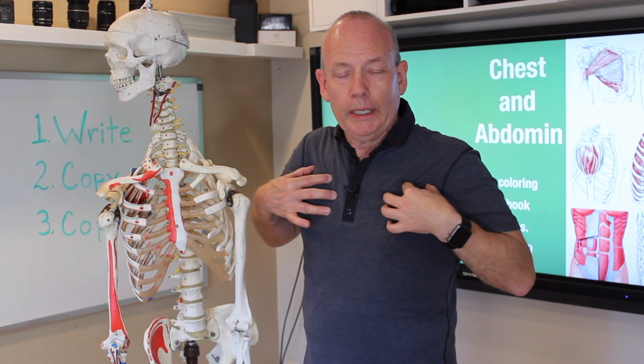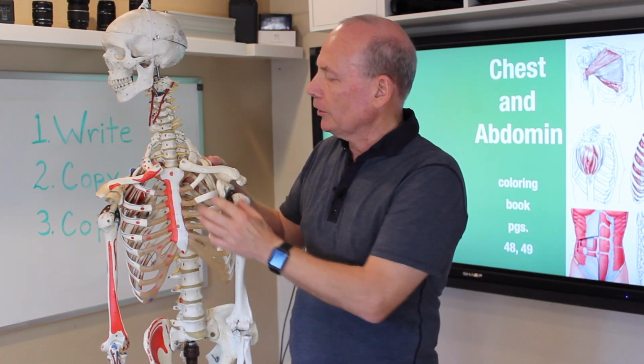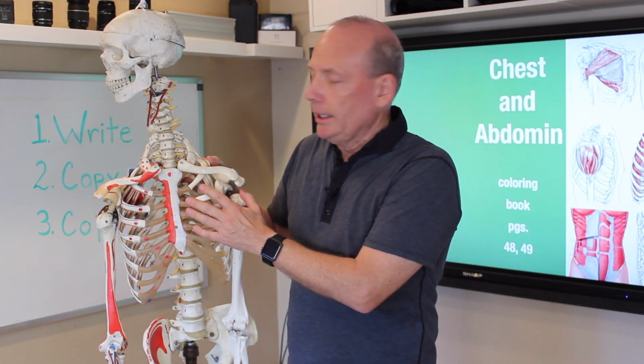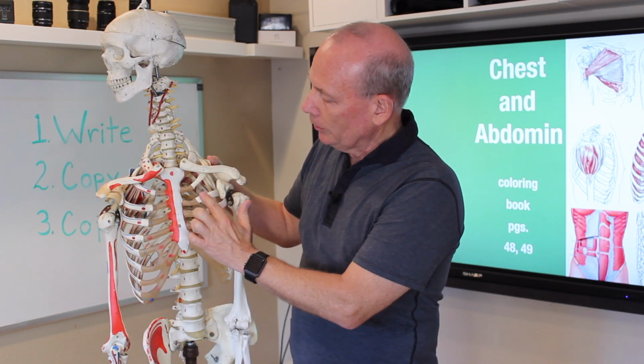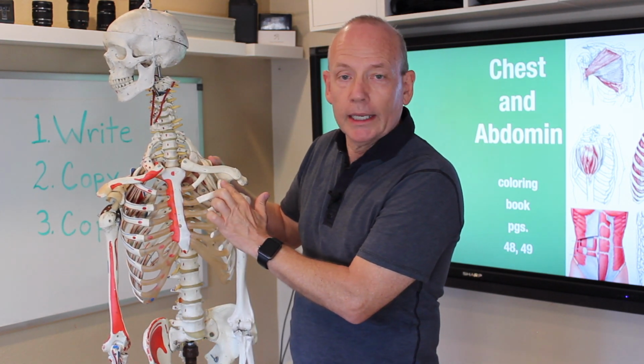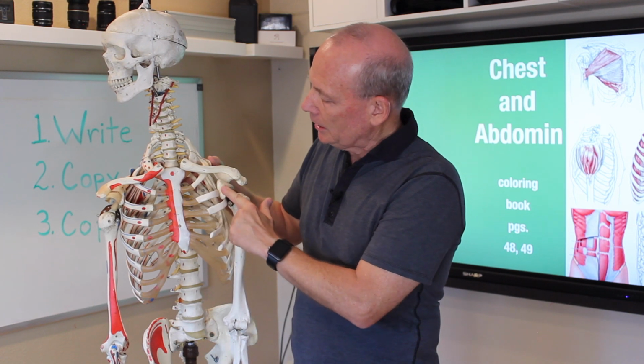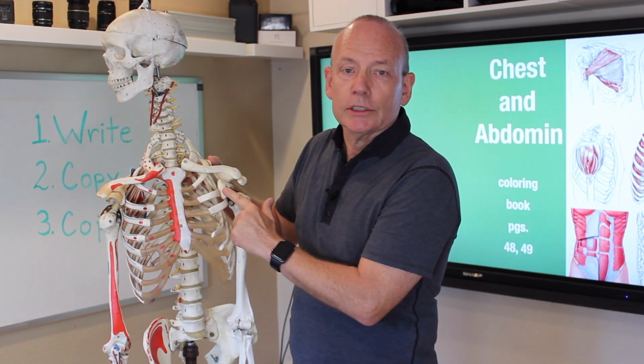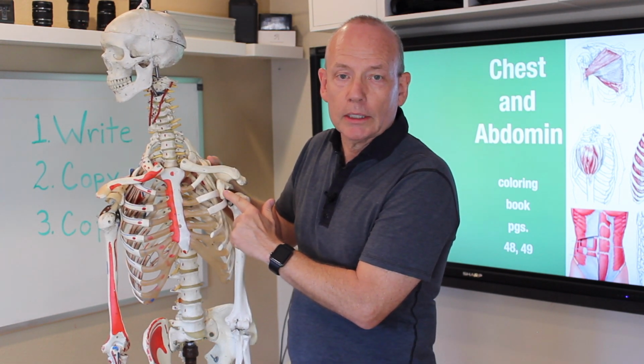Deep to pectoralis major is pectoralis minor. It comes from the anterior ribs and goes to the anterior scapula. This point on the scapula here is known as the coracoid process.